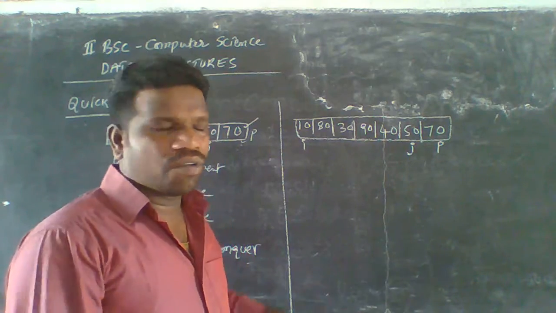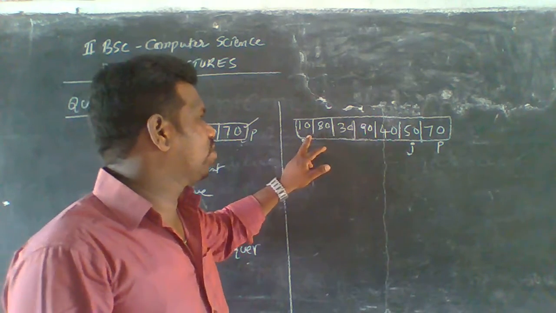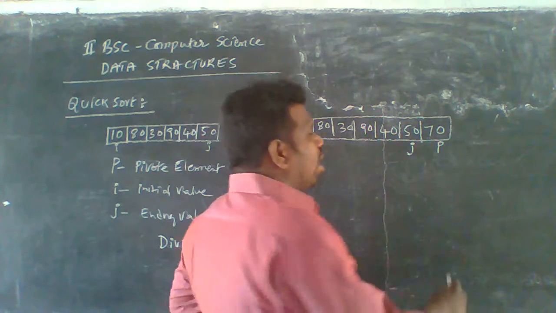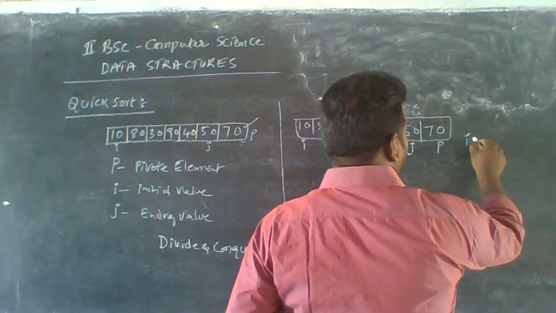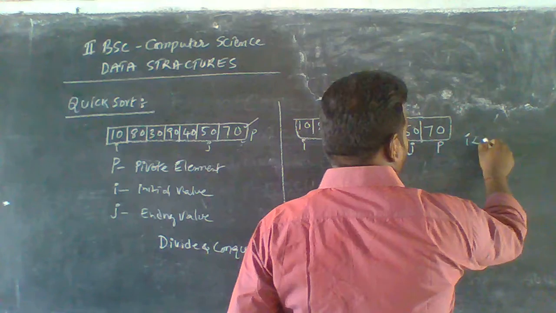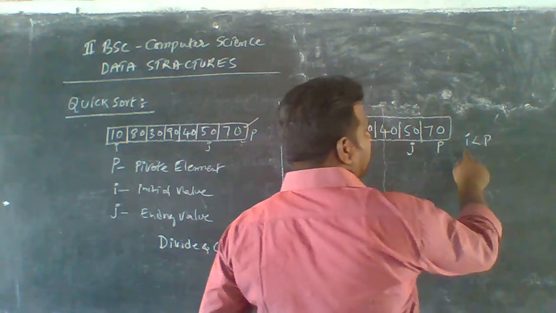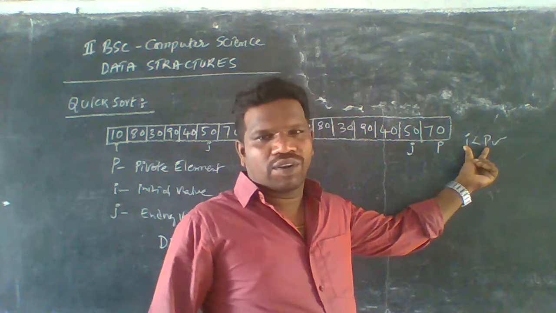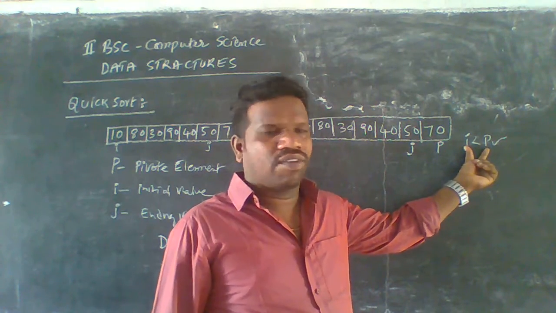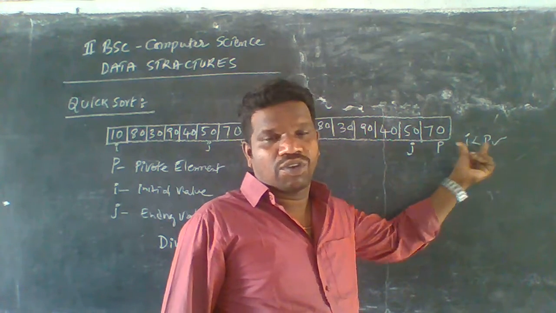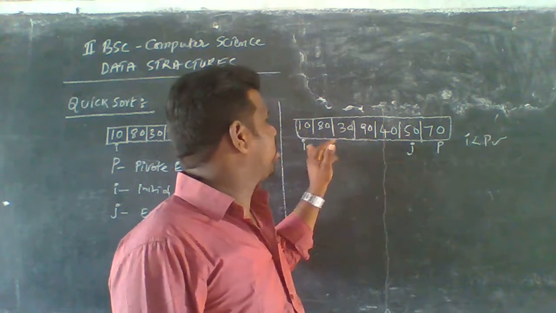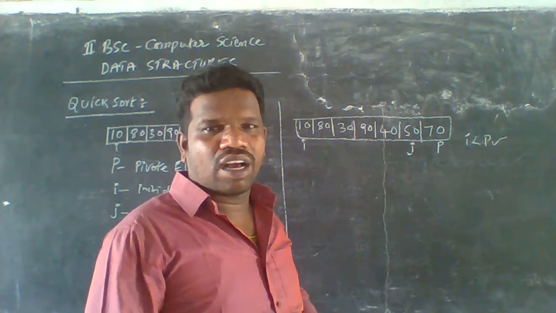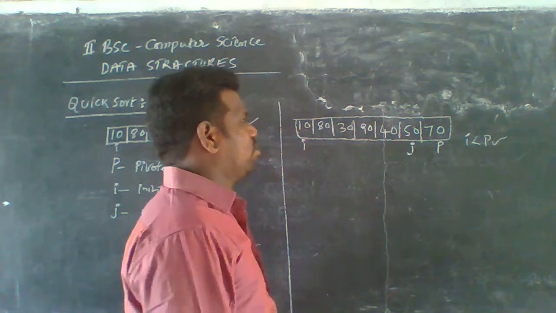Now I want to check the first value, the I value, against P. The condition is that I is always smaller than the P value. If the condition is true, we go on to the next number. If the condition is false, you have to swap the I with the j value. That is the rule. Let us start.